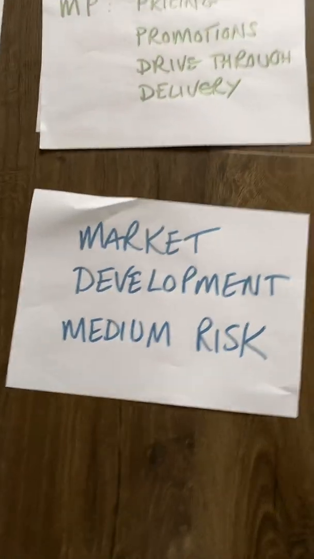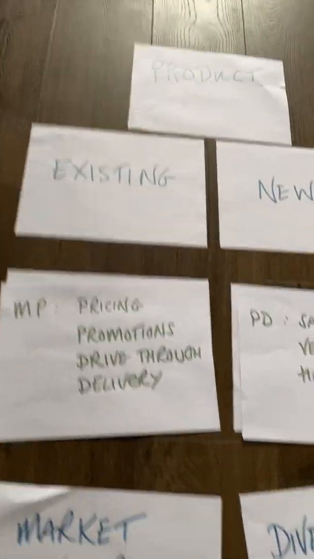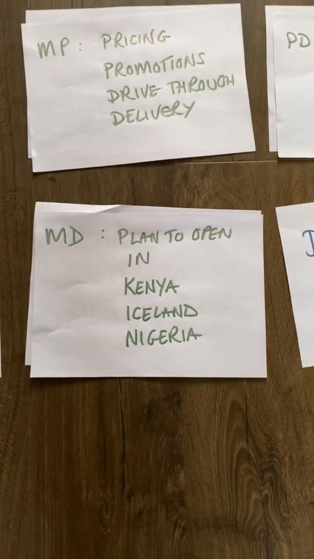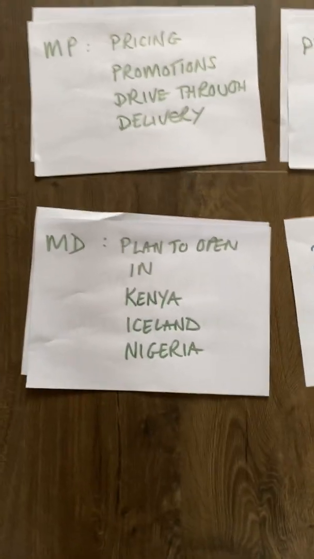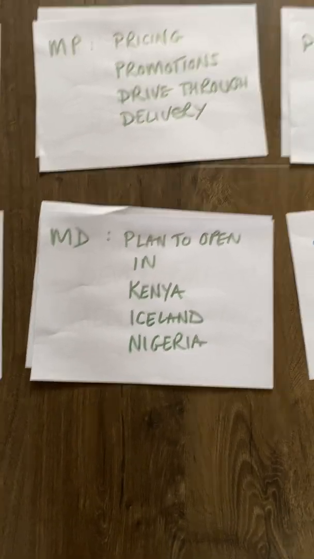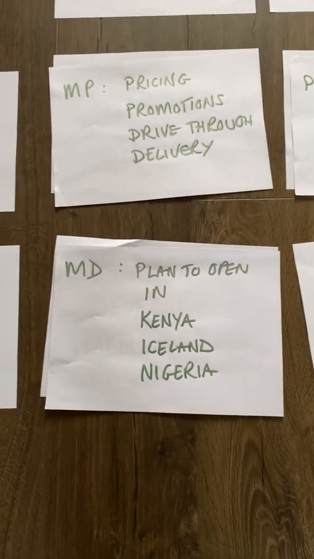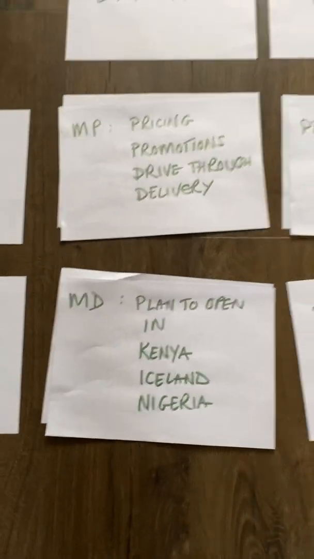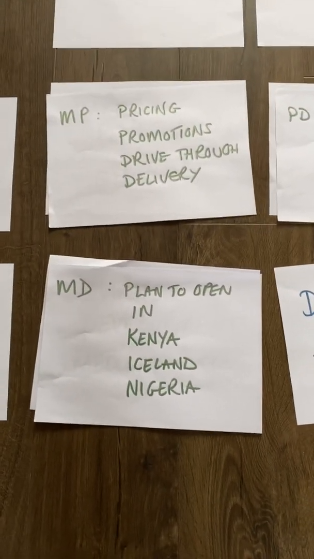Okay, we could also do some market development. So let's remind ourselves that's an existing product, but to a new market. So McDonald's, I mean, they're open in most countries, but maybe they could decide to plan to open in Kenya or Iceland. They were open in Iceland, actually, and now they're not, so they could try going there again. They could try and open up in Nigeria, for example. So that would be their existing products to a new market.